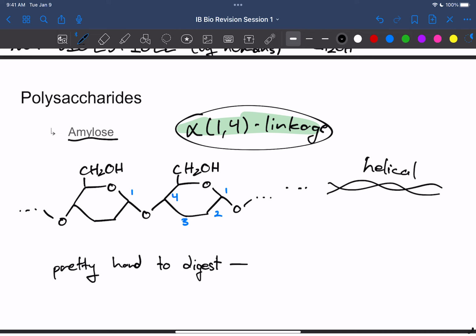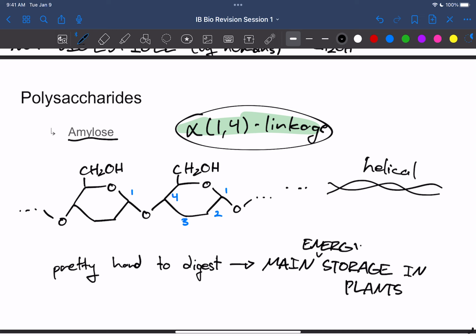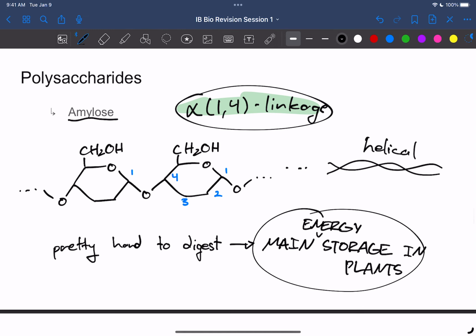And this actually makes it the main storage in plants, more long term. And its function is energy storage. And it's pretty hard to digest for humans. Whenever I say digest, we're always going to refer to us. But for plants, they're also kind of hard to break down, which makes it a good long-term energy storage.